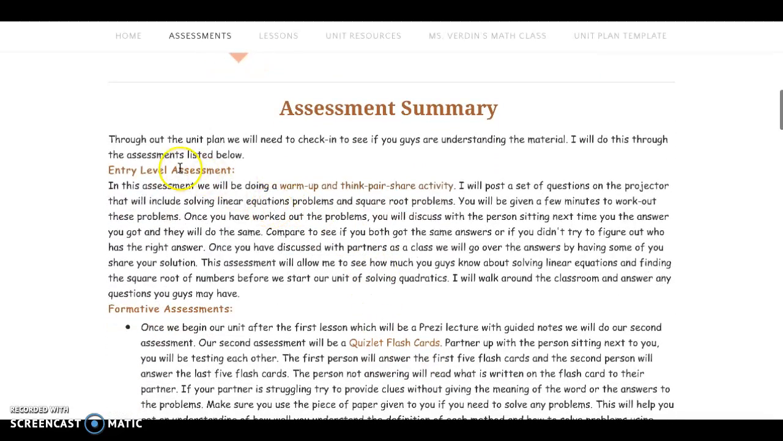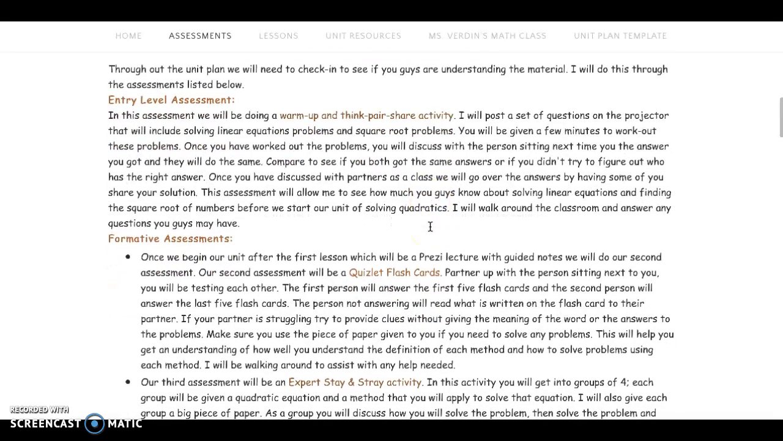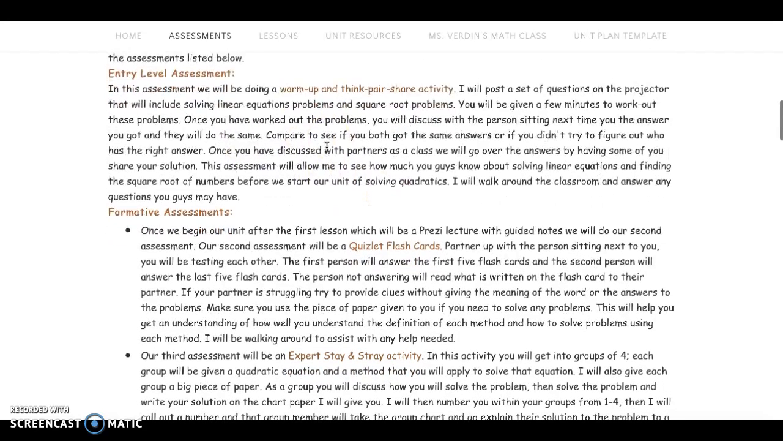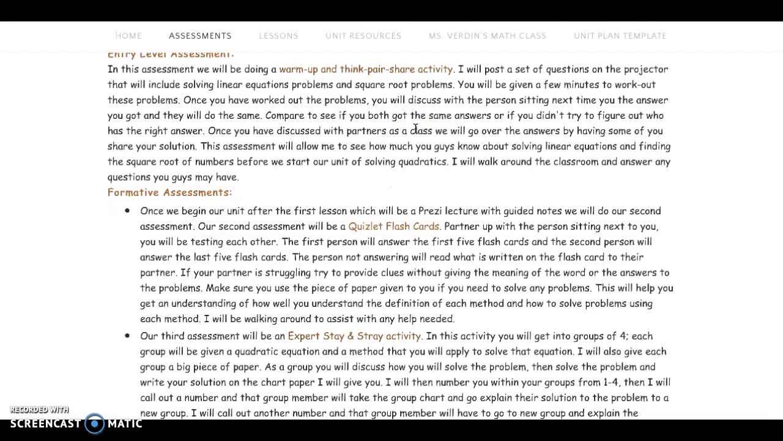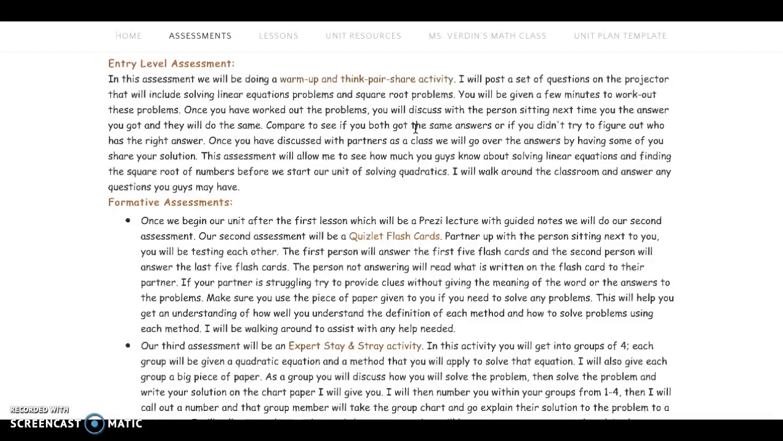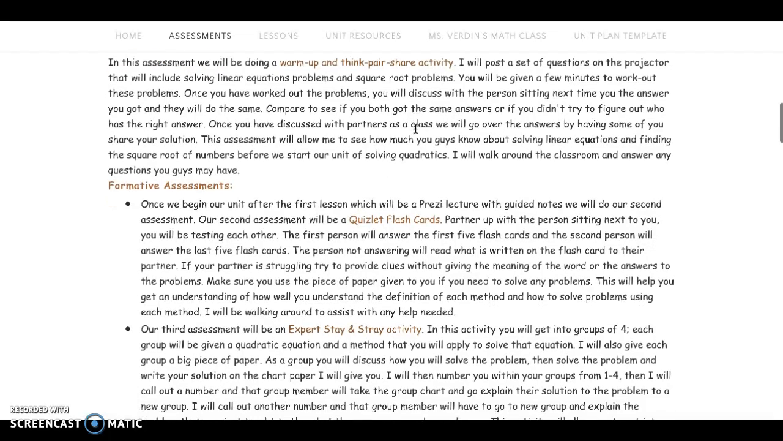And here we have an entry-level assessment, which is a warm-up think-pair-share activity in which students will be solving linear equation problems as well as square root problems, just so we can get an idea of where their understanding of solving equations is at, and also their understanding of solving square root problems, because we will be using square root problems to solve some of these quadratic equations.